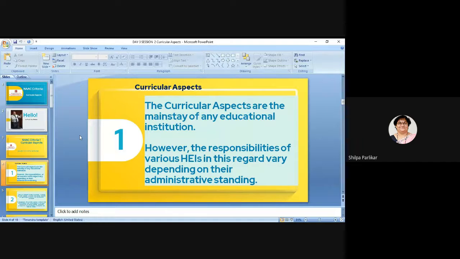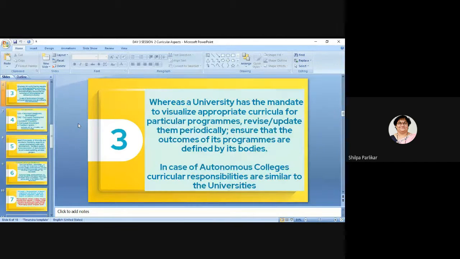So my question is, if I am interested in the curricular aspect, I need to focus on the following things. Because at times you are a college and you got a syllabus from the university. You have nothing to do with this syllabus formation, right? But you have everything to do with the implementation of the syllabus. I'm giving you an example. I had also given the same example previously. Again, I am repeating.